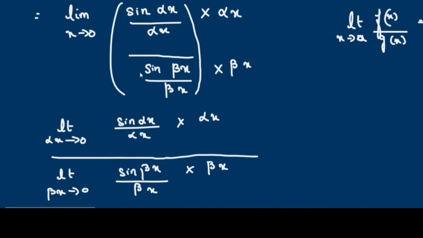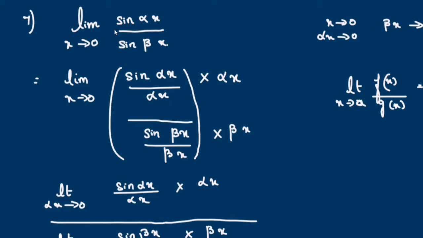Question number 7. Limit x tends to 0, sine alpha x by sine beta x. So once again, you should have alpha x in the denominator. So divide by alpha x, multiply also by alpha x. The same way, denominator is sine beta x. So sine beta x, multiply and divide by beta x. So divide by beta x, multiply also by beta x.